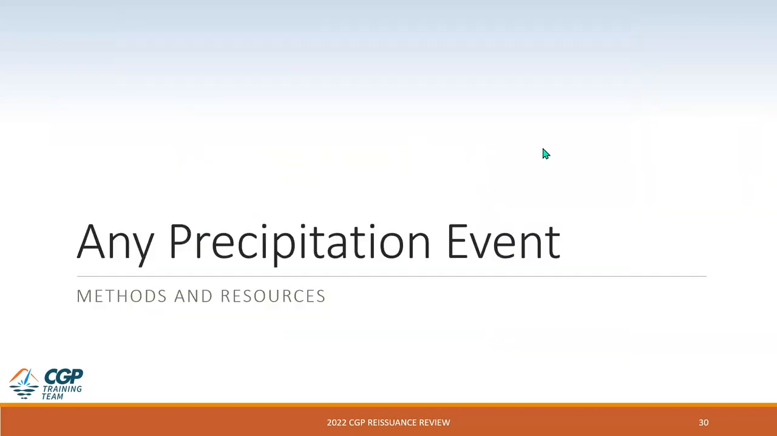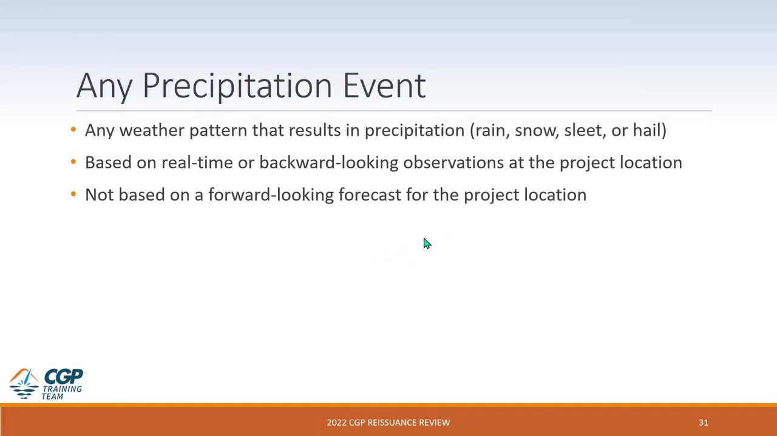Okay, the next term that we're going to look at is any precipitation event and the methods and resources available to you. Any precipitation event is any weather pattern that results in precipitation, and that includes rain, snow, sleet, or hail. Any precipitation event is based on real-time or backward-looking observations at the project location, and is not based on a forward-looking forecast for the project location.